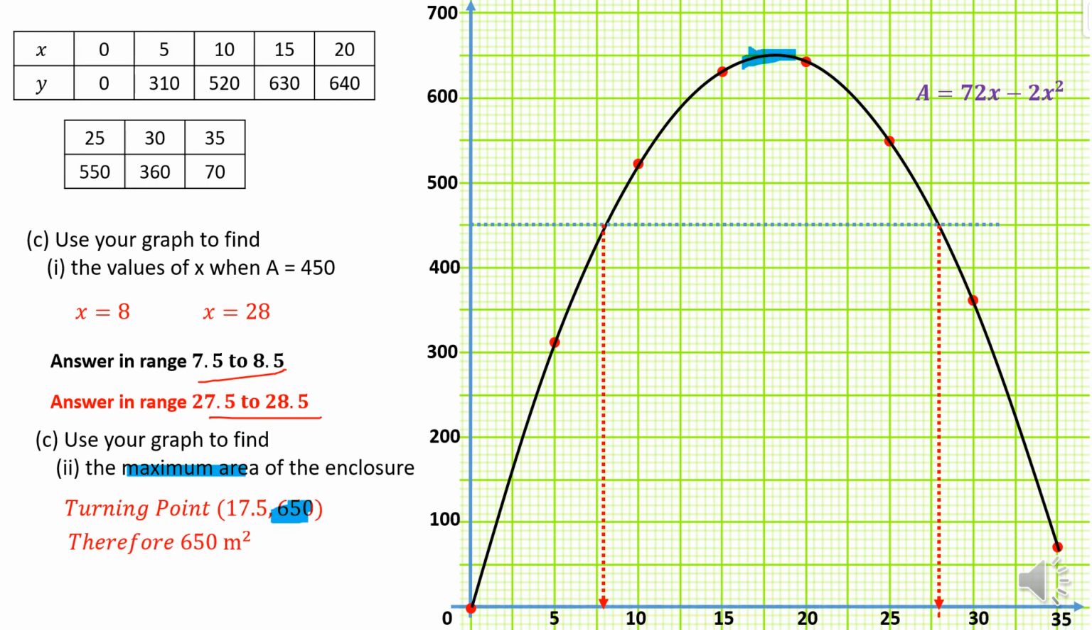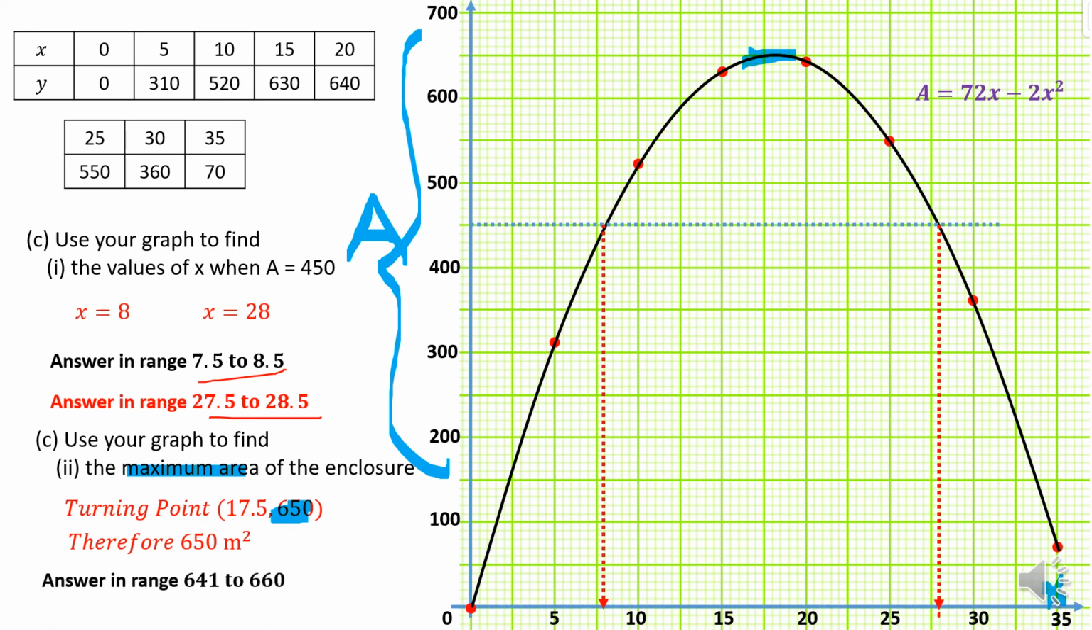Because this one here represents your area, and obviously on this one you have got your x values. So that is how this particular question is done. You use your graph to be able to do that. There's just one last question that we have to look at pertaining to this graph. Also, if you had anything in the region of 641 to 660, they would also accept that. The only reason you will be out is if your curve is not as smooth as mine.